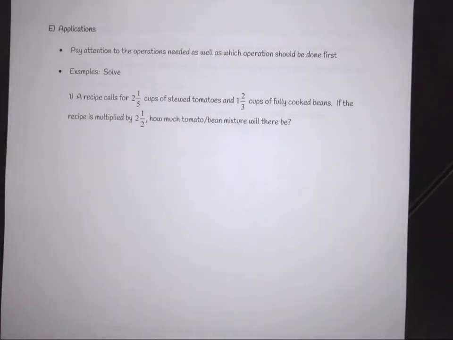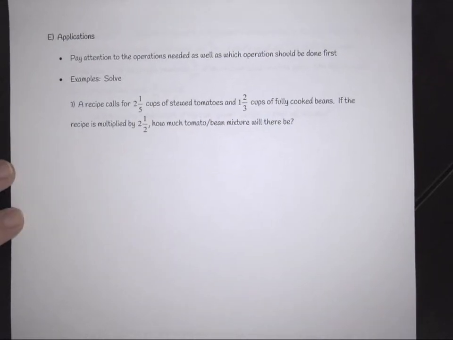Now the other thing that we can do, especially when dealing with fractions, is we can use applications. It doesn't matter if it's a fraction or a mixed number, the result is going to be the same. Here we have 2 1/5 cups of stewed tomato and 1 2/3 cups of fully cooked beans. If the recipe is multiplied by 2 1/2, how much tomato bean mixture will there be?